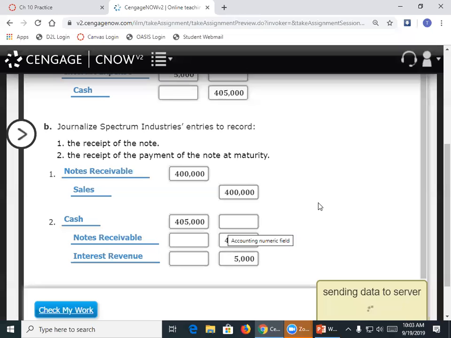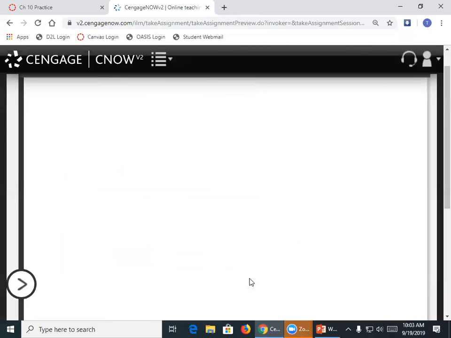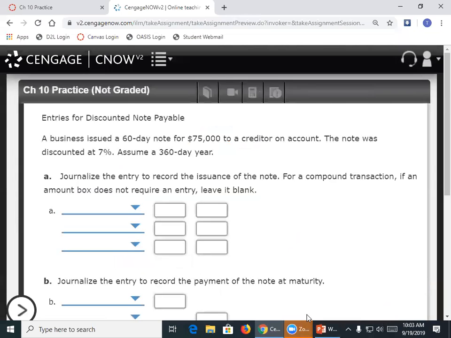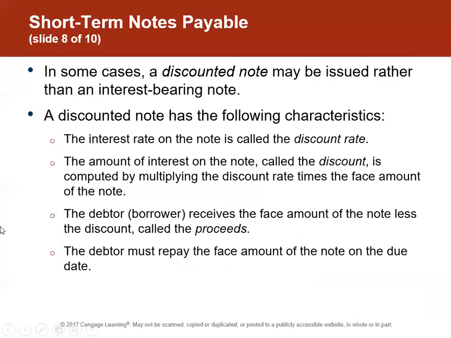Okay, good. Okay, so I'm going to hit next and go to the next one, but we're not quite ready. I'm just going to let it load. I'm going to go back in here.